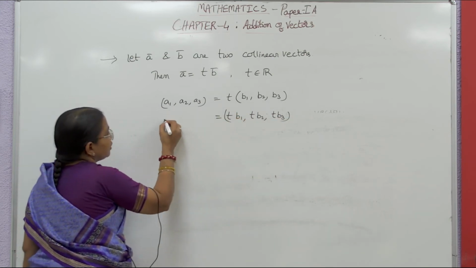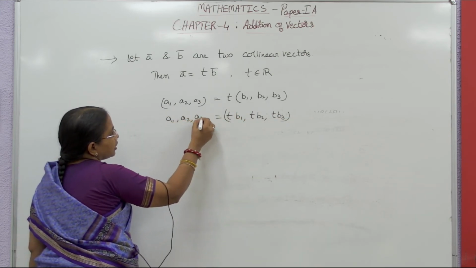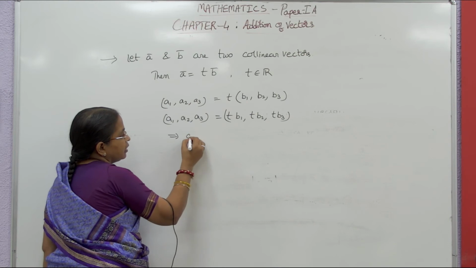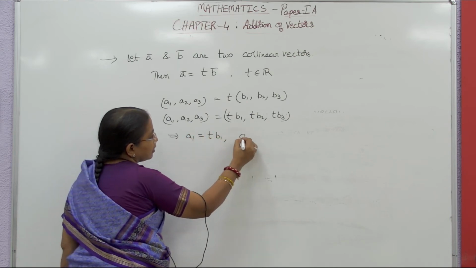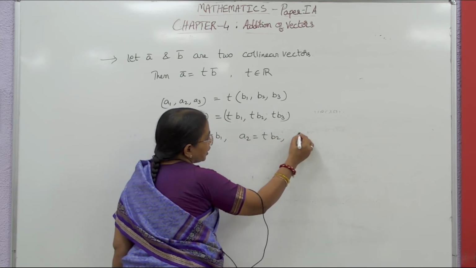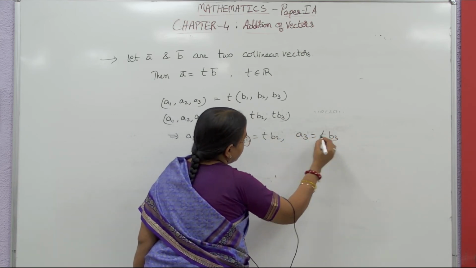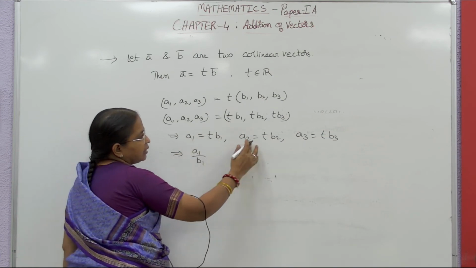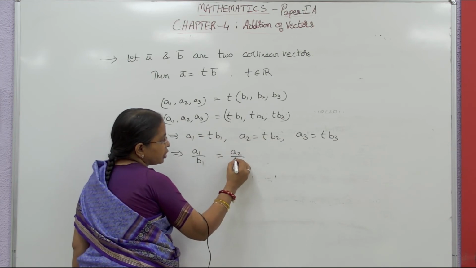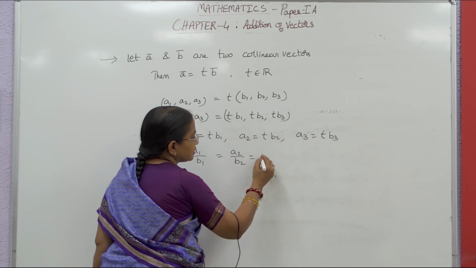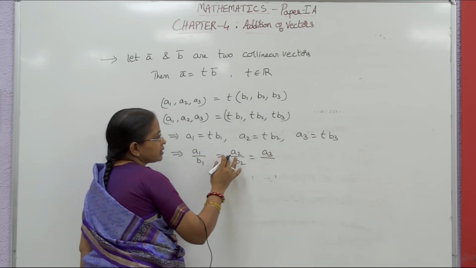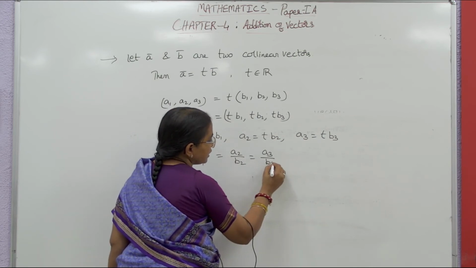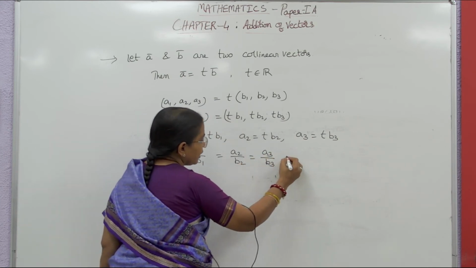So these two should be equal, no? So (a1, a2, a3) should be equal to (tb1, tb2, tb3). Now equate the corresponding coordinates. Then a1 is equal to tb1, a2 is equal to tb2, and a3 is equal to tb3. Now this will imply a1 by b1 is t. In the same way, a2 by b2 is also t, and a3 by b3 is also t. So a1 by b1 is equal to a2 by b2 is equal to a3 by b3 is equal to t. So that t you can write, no problem.